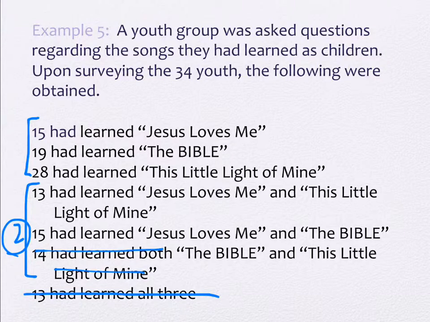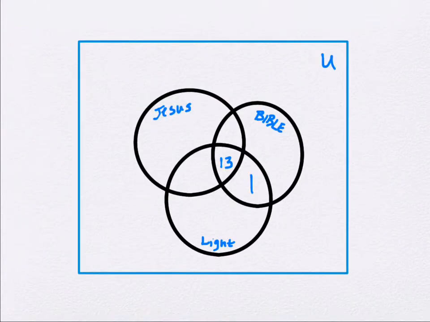Going up from there, I have 15 that learned Jesus Loves Me and the B-I-B-L-E. Okay, so Jesus Loves Me and the B-I-B-L-E would be this overlap right here. And there's supposed to be 15 in it. I already have 13 accounted for in the middle. What's left? 2. So I'm going to have 2 right here.